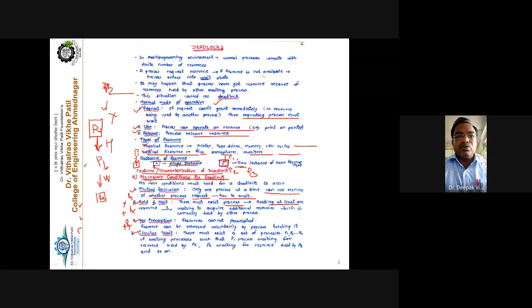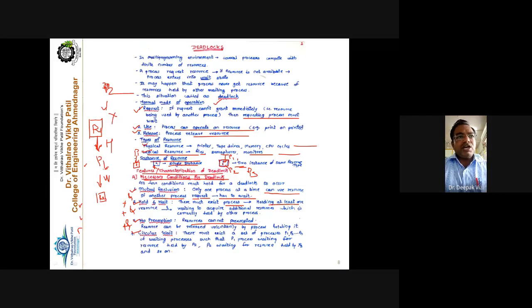The third is nothing but no preemption. No preemption means resources cannot be preempted. Once the resource has been allocated to the process, that particular resource cannot be preempted till the complete execution of that particular process. That is called no preemption.